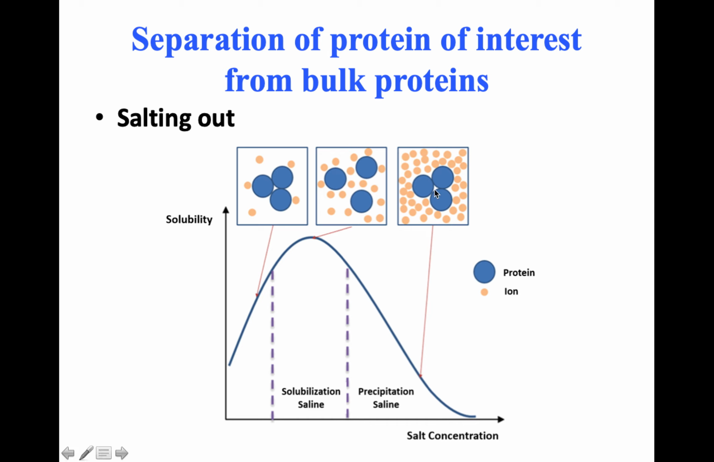So here, in the higher salt concentration, one protein and the other proteins will start aggregating. It is because they have exposed hydrophobic regions, and because of this, one protein and the other protein aggregate at the high salt concentration. Due to this, the proteins start precipitating.